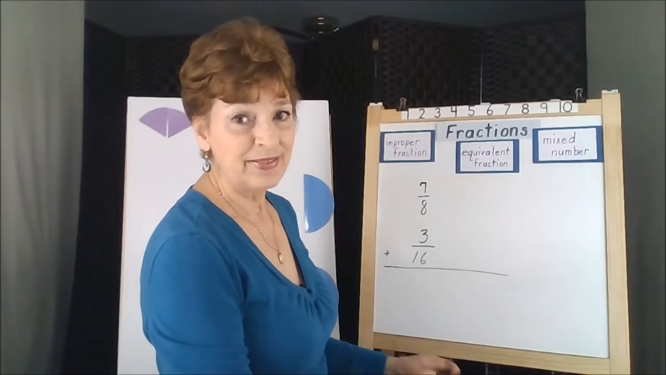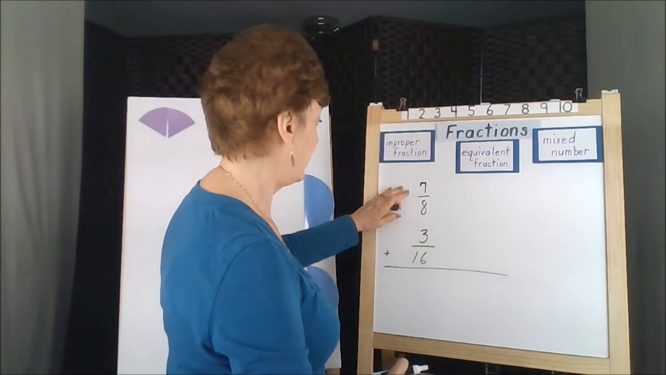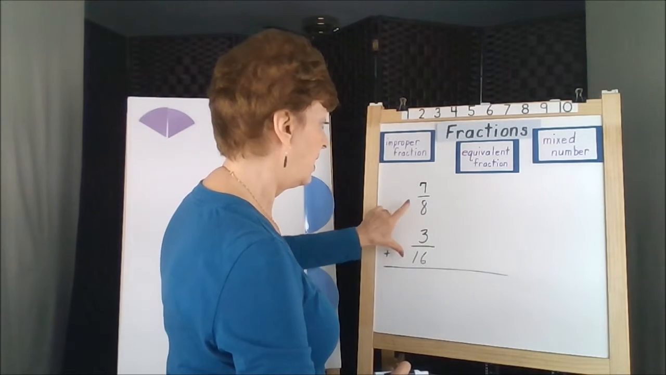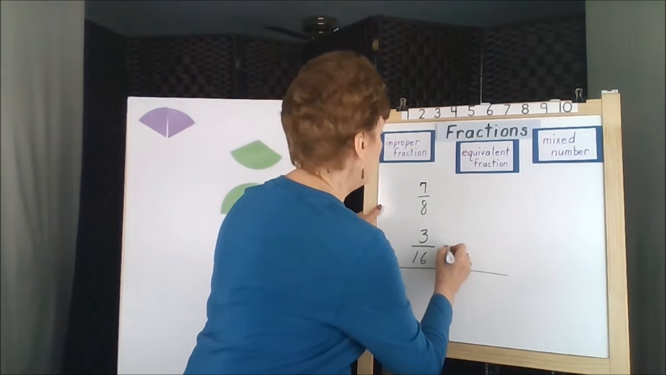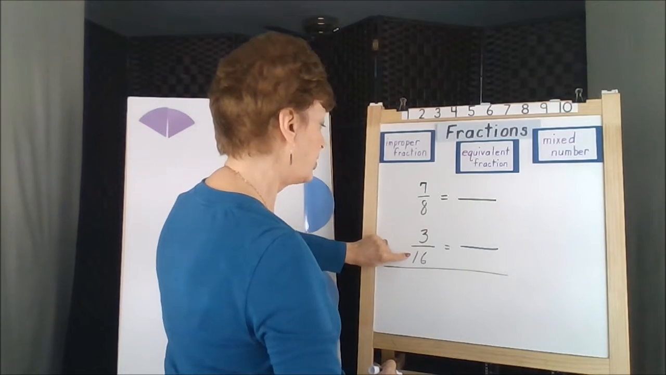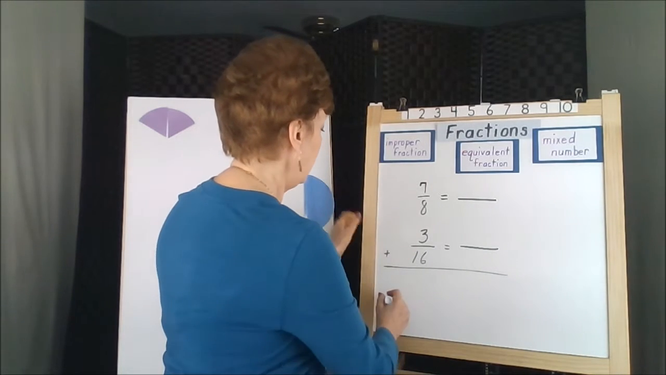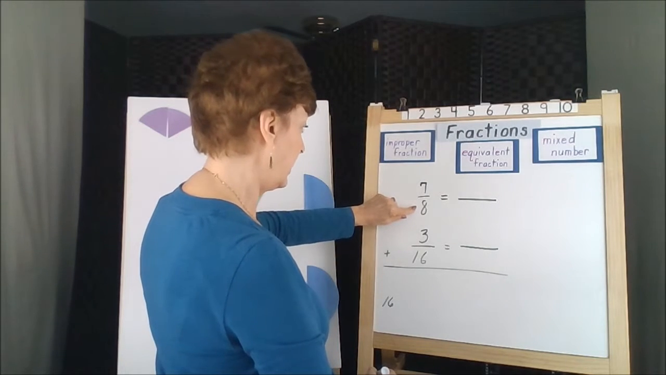Let's do this problem without the help of any of the manipulatives. We have 7/8 and 3/16. Do we have a common denominator? No. So these are going to have to get renamed. Let's take the larger number and see if we can do anything to 8 to make it a 16.